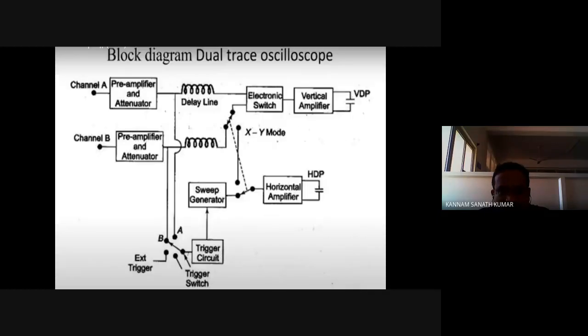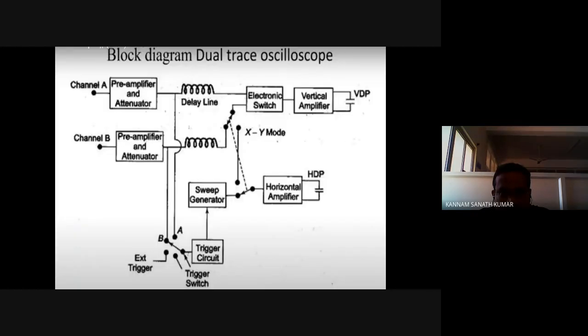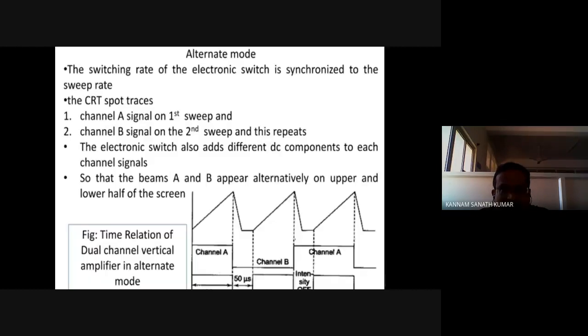So you have the sweep generator. This sweep generator will generate the ramp or sweep signal. Our electronic switch is there, and this is synchronized with the sweep generator, whatever the sweep rate is. So if you see, this is a sweep. This is a ramp waveform.